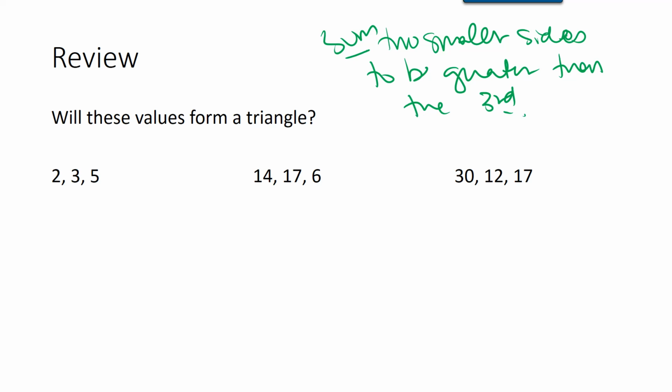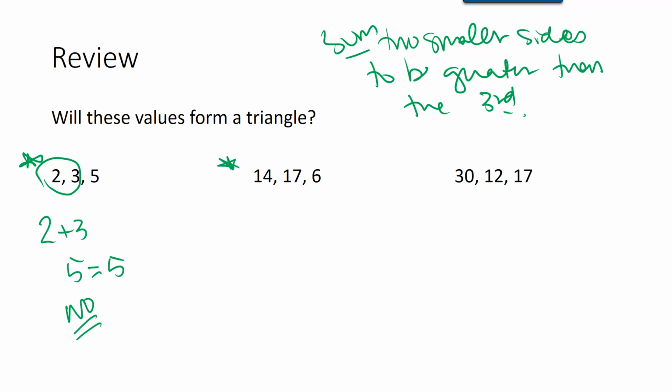Okay, so we're going to do 3 examples here. We're going to start with the first one. We want to look at the 2 smaller values. We have 2, 3, and 5. Well, 2 plus 3 is 5. 5 is not greater than 5. It's equal to. So these do not make a triangle because the sum of those 2 smaller sides is not greater than the third.